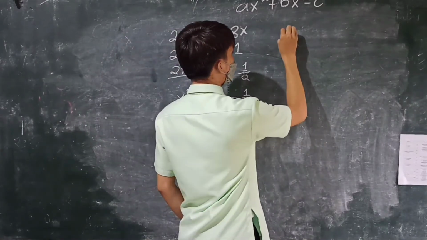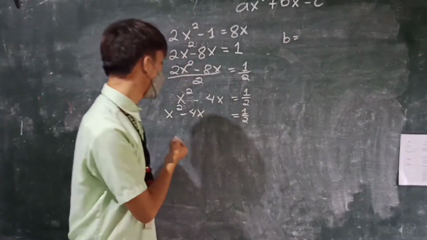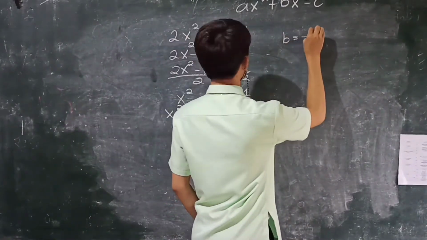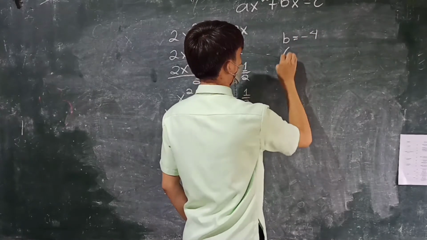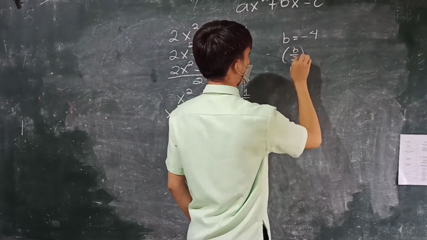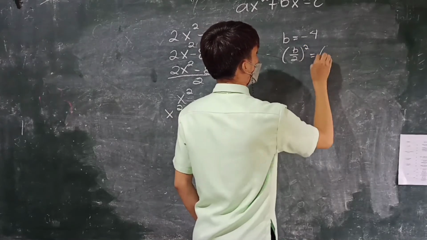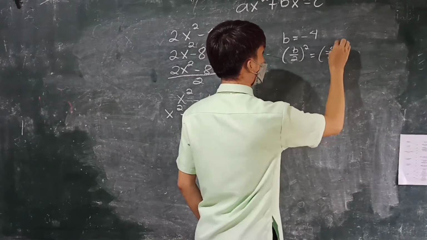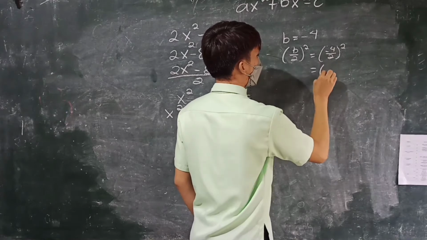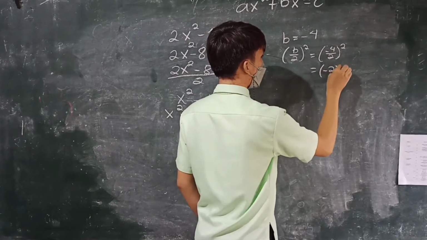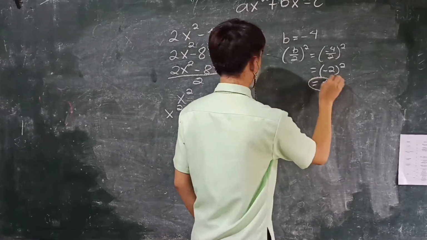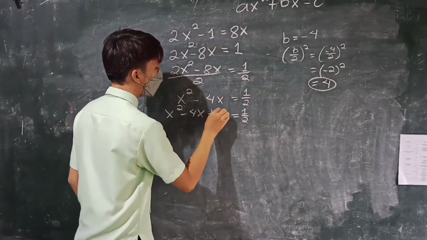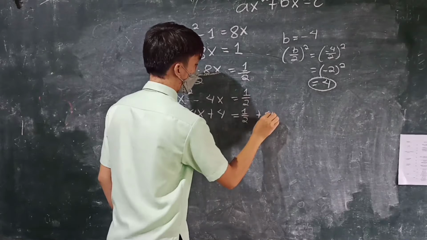So we have here b is equal to negative 4. So we have (b over 2) squared. b is equal to negative 4 over 2. Negative 4 divided by 2 is negative 2. Negative 2 times negative 2 is positive 4. So plus 4 plus 4.